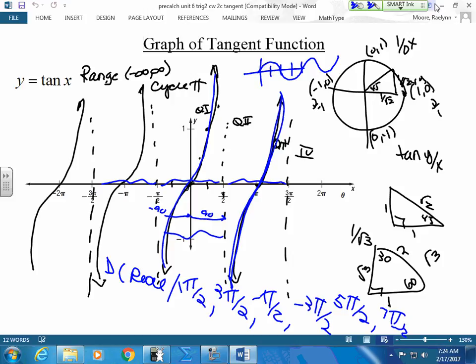4 pi over 2 is 2 pi, and I can do this one. So somewhere I have to find a way to say this. So we do this for domain. The domain is real, except for when x is n pi over 2, where n is any odd integer.